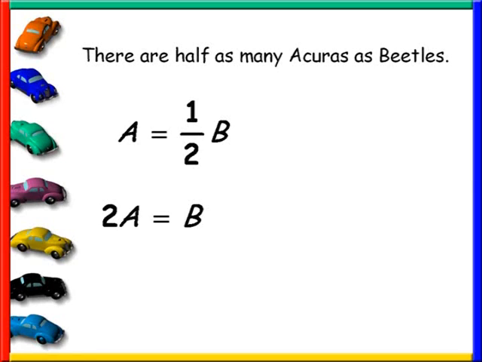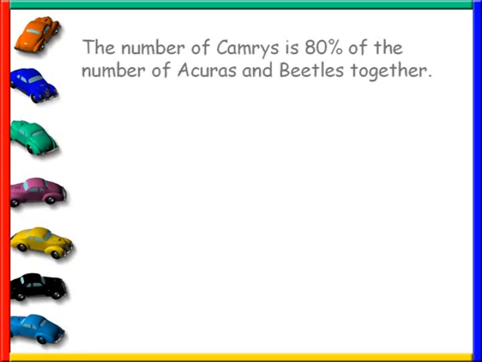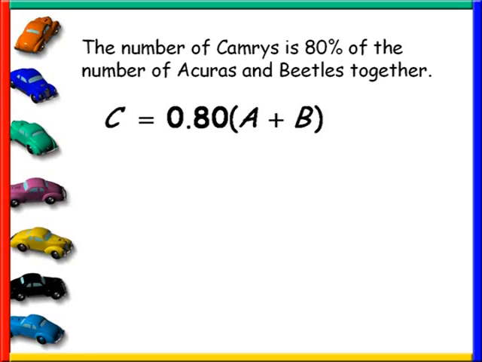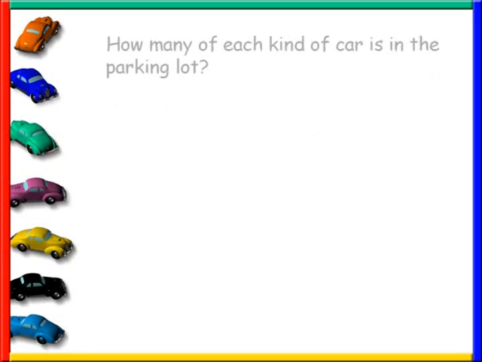Our third statement: the number of Camrys is 80% of the number of Acuras and Beetles together. So the number of Camrys, C, will equal 80% of the Acuras and Beetles together, the sum of the Acuras and the Beetles. We now have created three equations. How many of each kind of car is now in the parking lot?